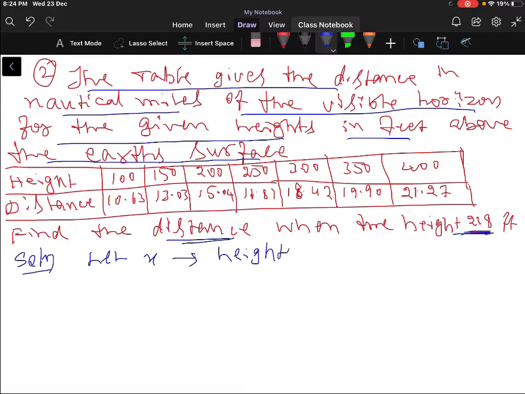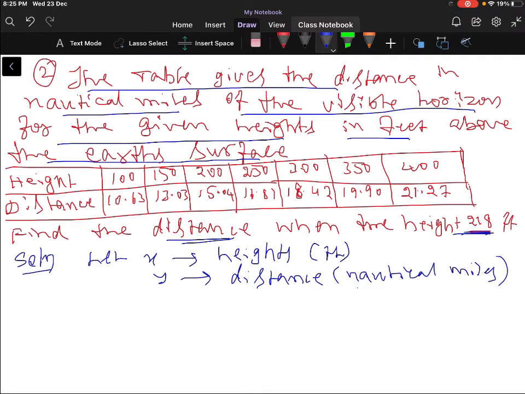Let x represent height in feet and y represent the distance in nautical miles. So nautical miles means it is a unit of measurement of the distance. It is used in the air or space or in the marine.